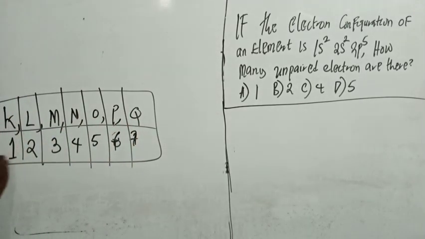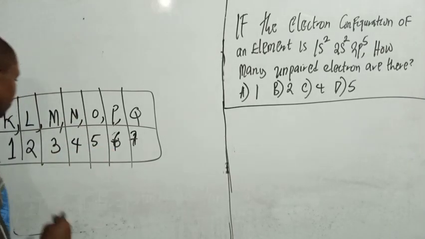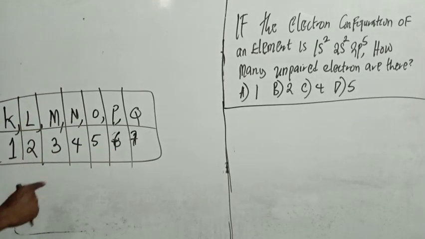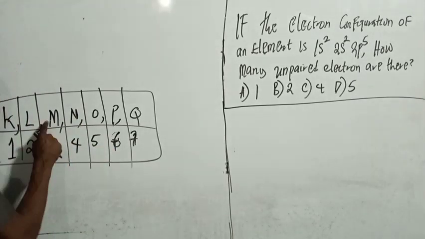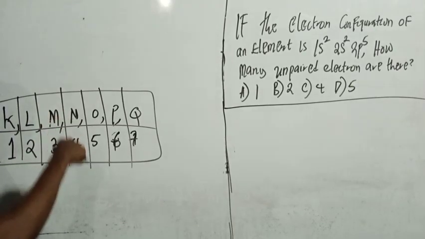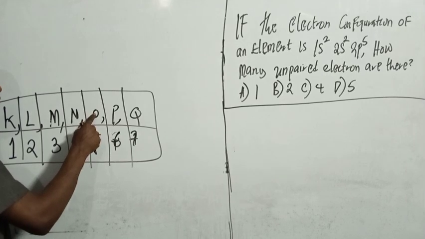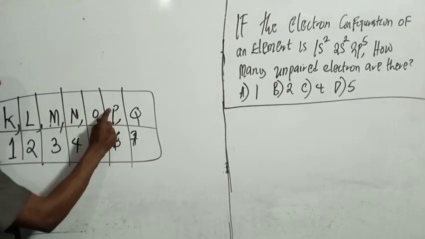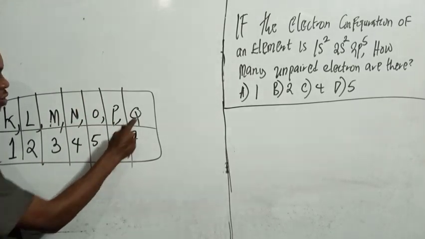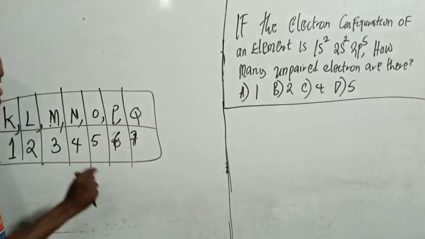K means the first shell, the first energy level. L means the second energy level. M means the third energy level. N means the fourth energy level. O means the fifth energy level. P means the sixth energy level. Q means the seventh energy level.